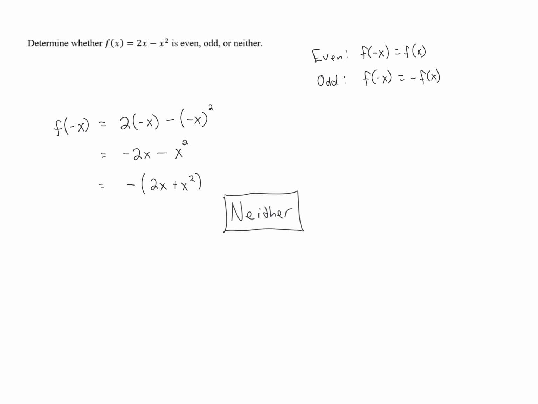And when we're looking at polynomials, if you have a term that has an even exponent and a term that has an odd exponent, you know that it's going to be neither even nor odd as a function, because for even functions, we need all the exponents to be even, and for odd functions, we need them to all be odd. So if they're mixed, it's neither.